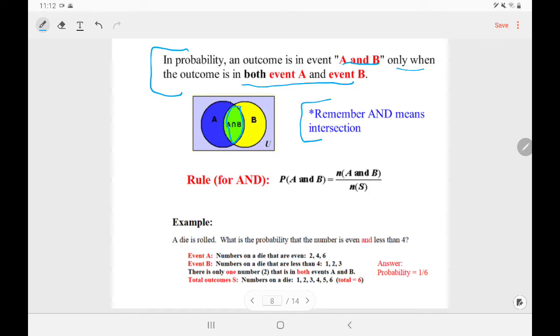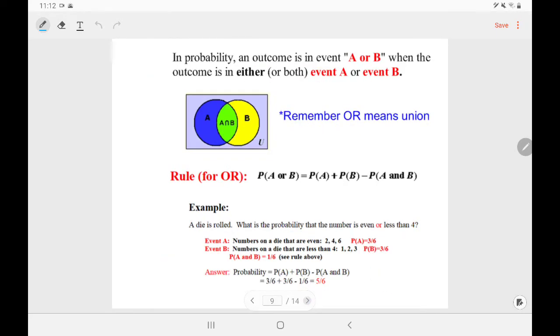For example, a die is rolled. What's the probability that the number is even and less than 4? Well, what's the probability that they're even? 2, 4, 6. What are the options that they're less than 4? 1, 2, 3. Well, what's the probability that it is both even and less than 4? Remember, there's only one option and it's 2. 2 is the only one that is in both lists. And what's the total number of outcomes of a die? 6. So my probability is 1/6.